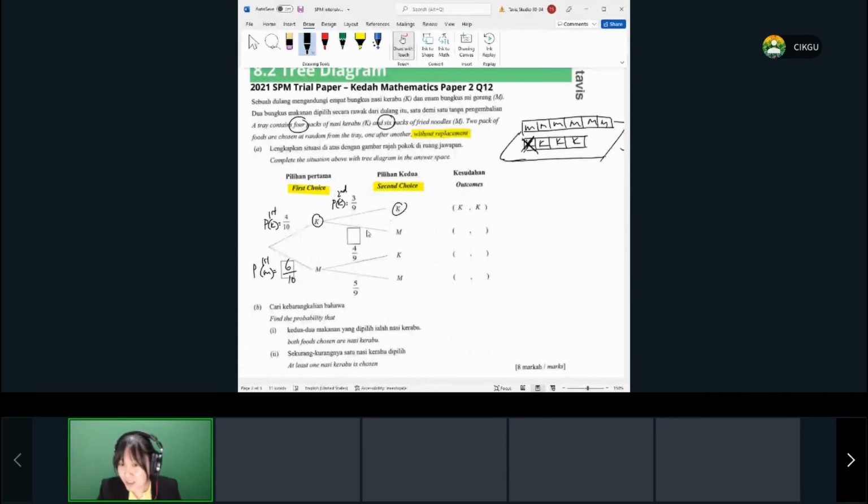This one is the same. The first choice, you already picked a kerabu. So the kerabu is gone. Now you want a mee noodle for the second choice. How many packets of mee noodle in the second try? Still have 6, out of a total of only 9 left. So this one is 6/9. This one is picking a mee noodle at the second try. That's what it means. So this chapter is all about really logical thinking.